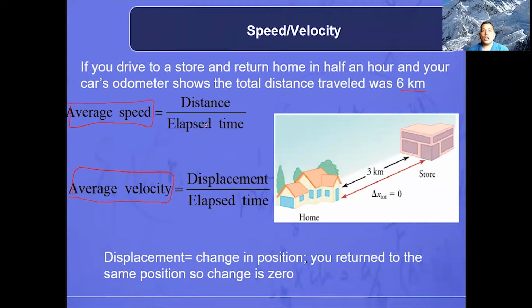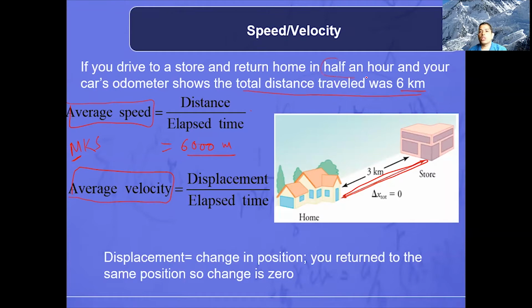So what is the average speed? Distance over elapsed time, right? What is the total distance in this case? The total distance traveled was 6 kilometers because you go from home to the store, say 3 kilometers, and come back 3 kilometers, which is 6 kilometers. Remember MKS, so change kilometers to meters. How do you do that? 6,000 meters. That's the distance. What is the elapsed time? Elapsed time is 30 minutes, right?